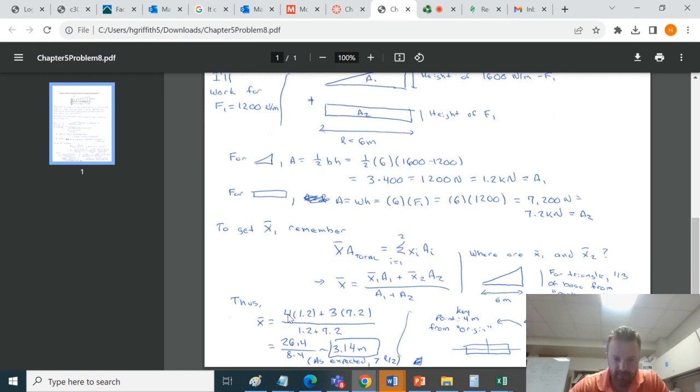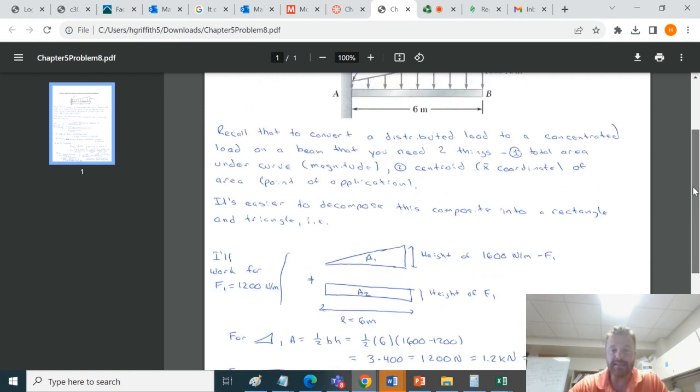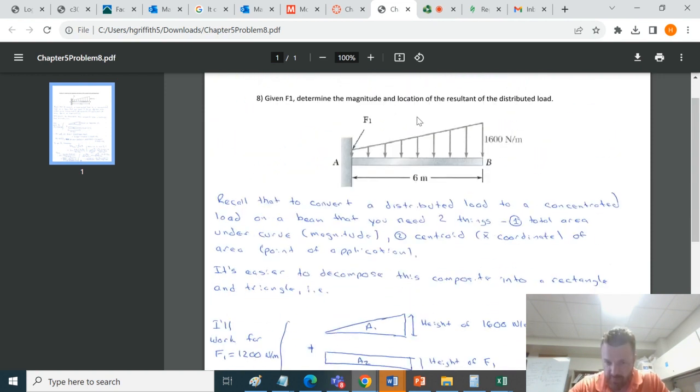If I take the product of the centroid of the triangle times the area of the triangle, plus the centroid of the rectangle times the area of the rectangle, and I divide that by the total area of both shapes, that will give me my x-centroid, which in my case turned out to be 3.14 meters. As expected, it's on the right side of L over 2. That is the halfway point of the beam.